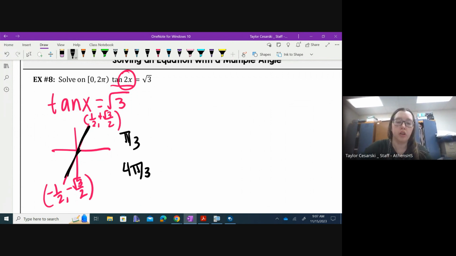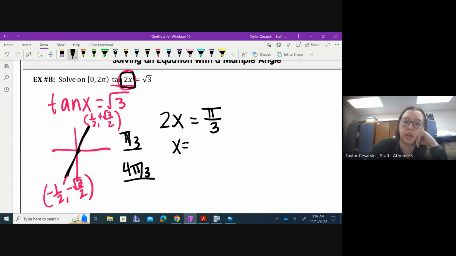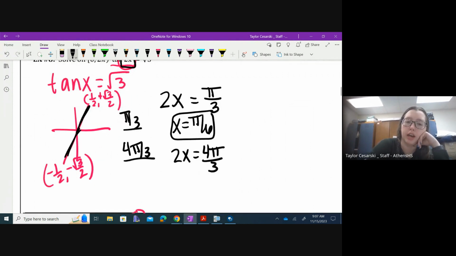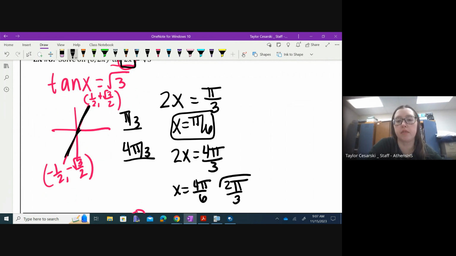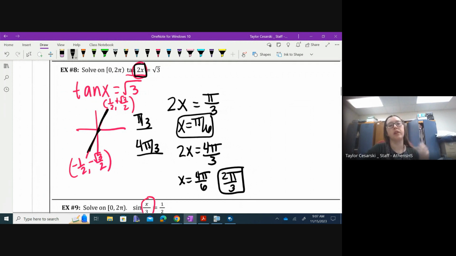Now to find what x will equal, I'm going to take 2x, which is what's inside my tangent function, and set it equal to pi over 3 and solve for x. I'd divide both sides by 2, and I get pi over 6 as my first solution. Same thing for this one: divide by 2, I get 4 pi over 6, which I can simplify to 2 pi over 3. One thing we have to keep in mind whenever we're doing double angles is that both pi over 6 and 2 pi over 3 happen in the top of the circle, because you're essentially taking your angle and dividing it by 2.